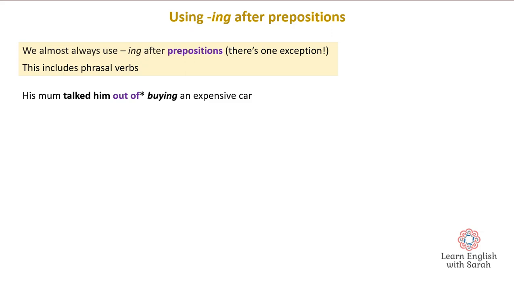So here's an example with a phrasal verb. His mum talked him out of buying an expensive car. So the phrasal verb here is talk out of. So you talk someone out of. It means you persuade them not to do something, or you convince them not to do something. Okay?